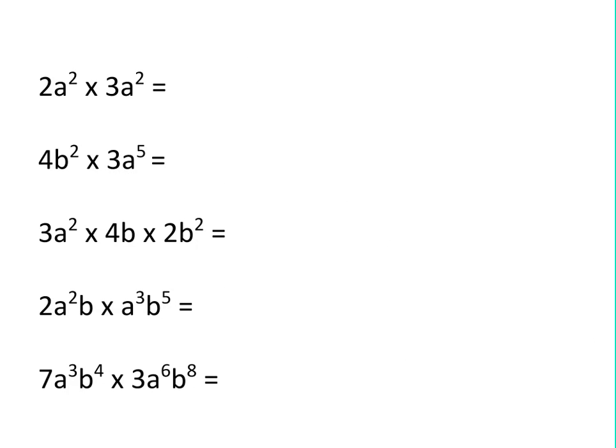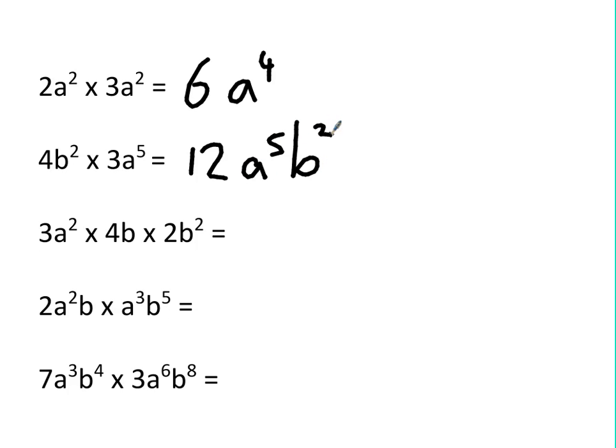Last type of question, bringing it all together, we've got 2 times 3, which is 6, a times a in the first a squared, and another a times a in the second a squared, so that's 4 a's timesing together, so we've got a to the power of 4. 4 times 3 is 12. We've still got the a to the 5. We've still got the b squared. So we can just simplify and leave it like that.